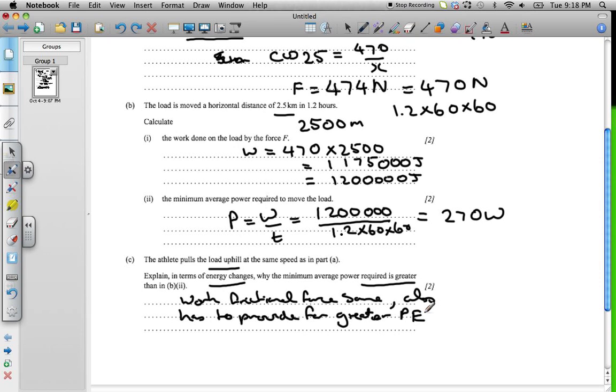So that needs work to be done on that to raise. It has to raise the load vertically. So that's going to require extra work, so greater power if it's going to be done at the same speed. Same speed, therefore the same time, therefore greater power is going to be required. Okay, so that was that question. Question number 6. Thank you very much.